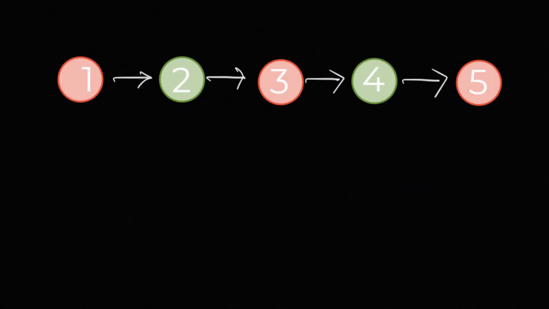So we have our linked list with values 1, 2, 3, 4, 5, and then for our first solution, we're going to iterate through the list and then add the even nodes to an array list and the odd nodes to an array list.